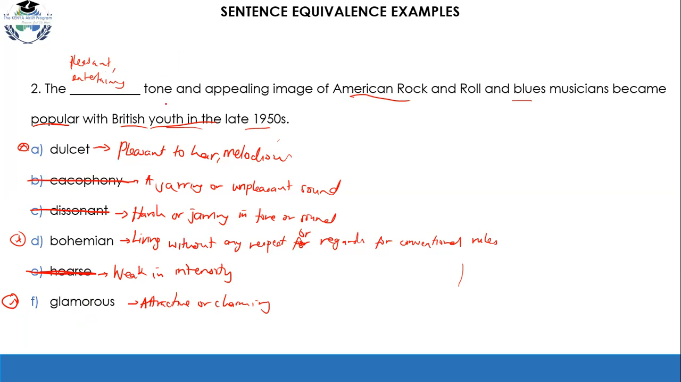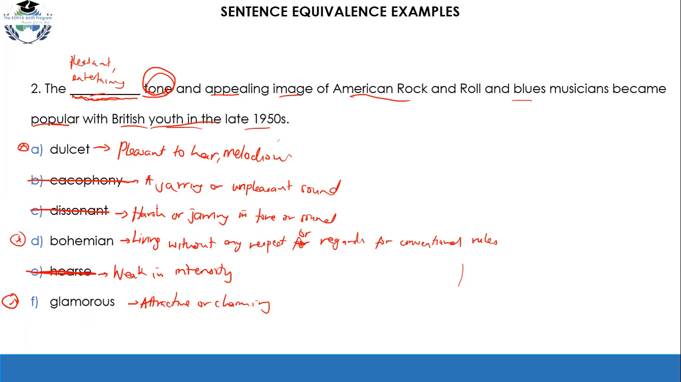So now we come back to this sentence. The blank tone and appealing image of American rock and roll. So the appealing here, appealing describes this image. So this blank here should describe this tone, right? The blank is before the tone. So the word that will come here should describe the tone and not really the image. Just because of the placement of where the blank is, we need to talk about the tone.